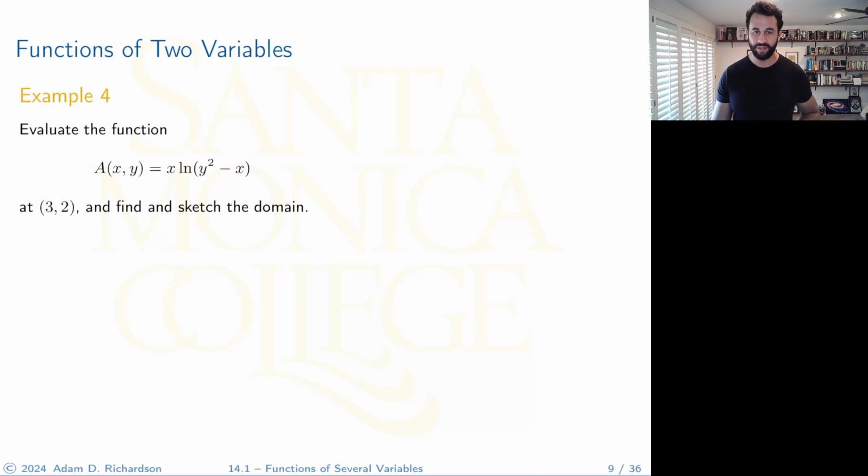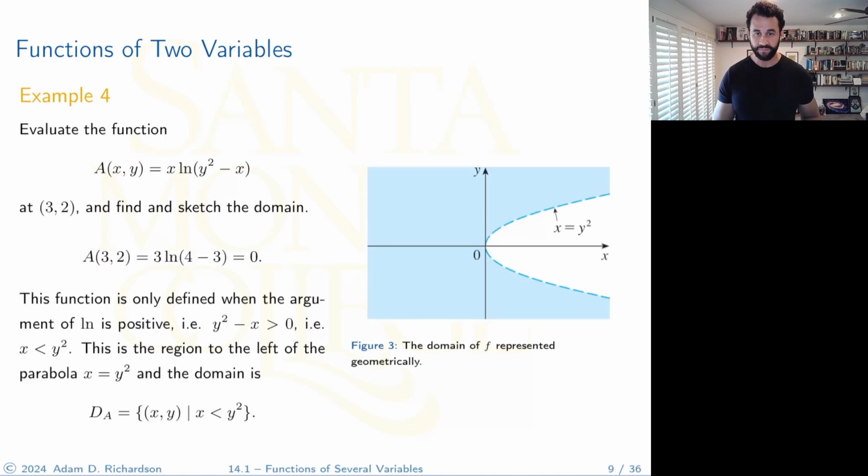All right, here we go. Again, the evaluation is not so bad. We just plug this point into our function, plug in 3 for x, and then 2 for y, and see what we get. So in this case, when we plug in 3 comma 2, we get 0. So the function is equal to 0 at that point. Now the domain is, well, let's see, what possible problems could come up from this function?